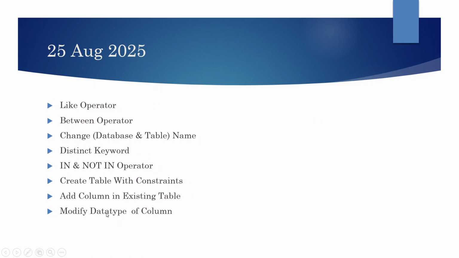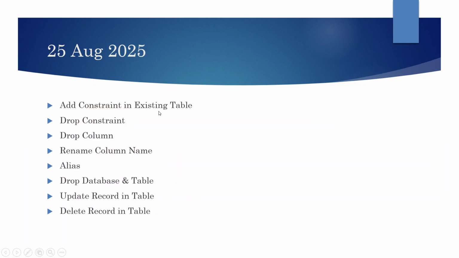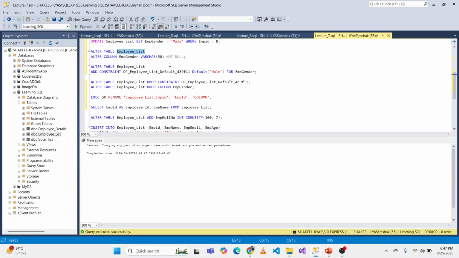So modify data type of column, add constraint in existing table. When we create a table we can add a constraint that way. But if we want to add a constraint separately, we can use this command. You can see I use add constraint, giving the constraint name, using default constraint for the emp gender column. Like here we can add a column, here we can add a constraint separately.